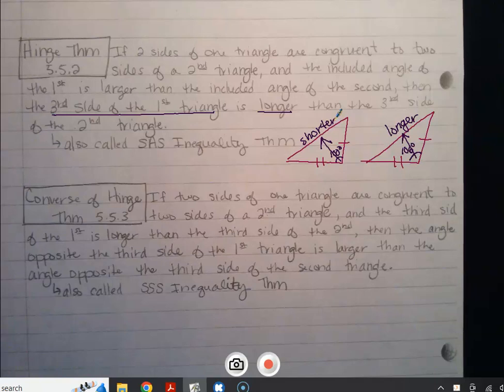So this can also be called the SAS, side angle side, inequality theorem, because we're looking at the side, the included angle, and the other side.